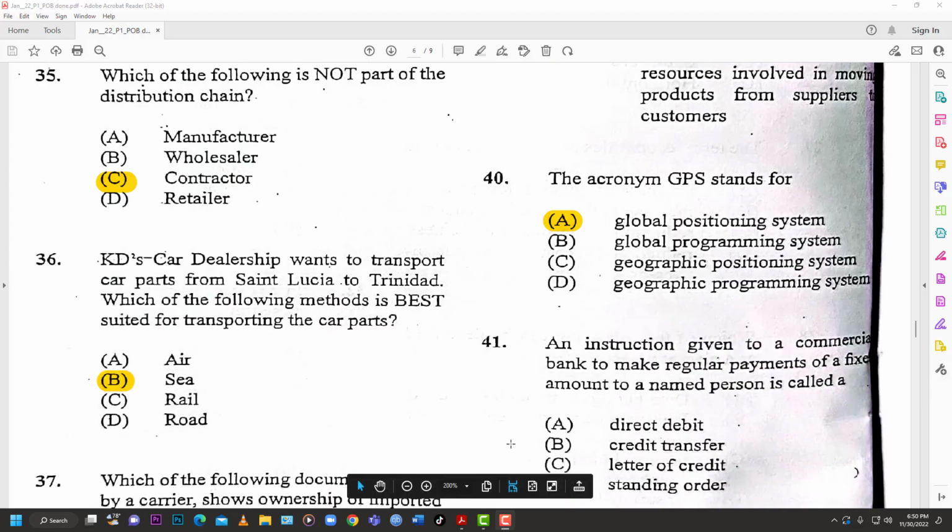35. Which of the following is not a part of the distribution chain? We have manufacturer, wholesaler, retailer. So the answer is, of course, C, contractor. That was an obvious answer. So maybe you don't have to go too much into that one.